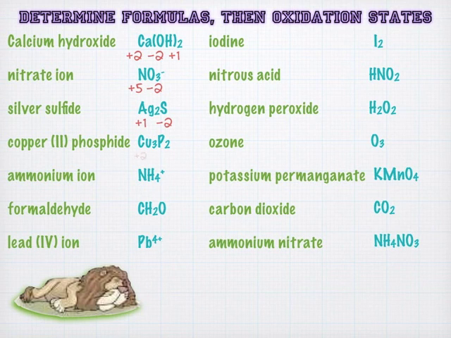Copper two sulfide, copper two is exactly what you think, plus two. Three plus twos are balanced out by two negative threes. Ammonium, again, think of four plus one charges. And then if they have a plus one charge overall, we're going to need a negative three. Formaldehyde is going to be a negative two for the oxygens, plus one for the hydrogens. And that actually means carbon equals zero, because plus one minus two leaves you with a zero.